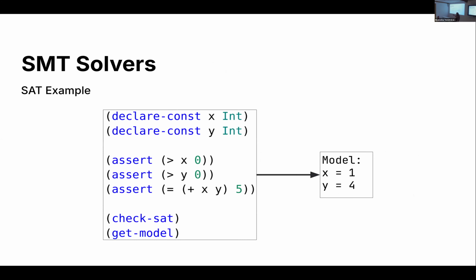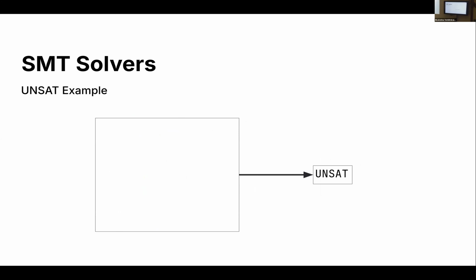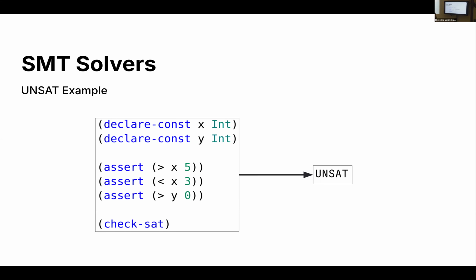For example, we can declare some constants, for example integer constants, and then we can state some assertions, some predicates that should be satisfied. And the SMT solver can give us a model with concrete values that satisfies all of the stated assertions, or if there is no solution, it can tell us that it is an unsatisfiable formula.